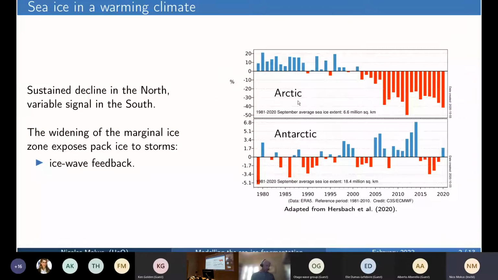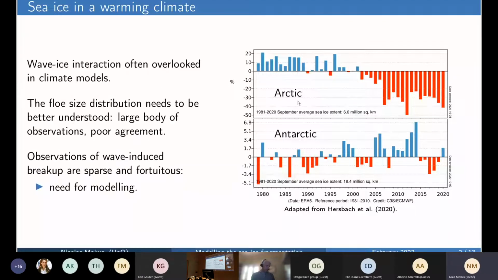There have been numerous remote sensing observations of floe sizes, but unlike what Ellie just showed us, they are not usually connected to wave activity, making it hard to establish a link between waves and the reshaping of the floe size distribution. Additionally, direct instrumented observations of the breakup are scarce, making numerical modeling a valuable tool to improve our understanding of this process and improve the reliability of global climate models.